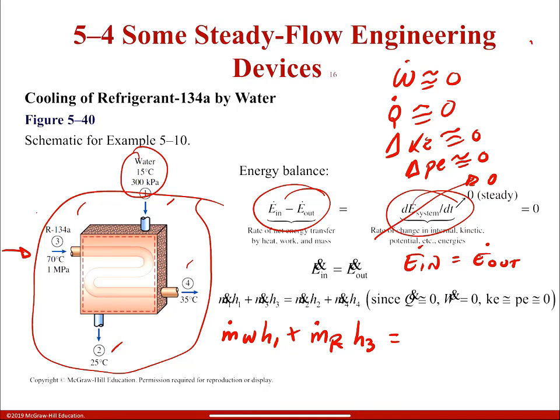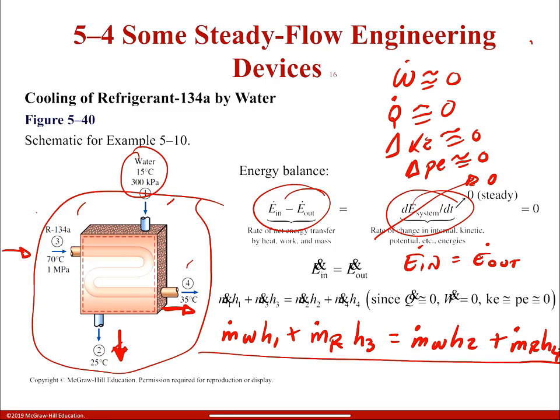So let's go with the water first. This one, number 2. So that will be mass flow rate of the water, enthalpy 2, plus what else is coming out? This one right here. So mass flow rate of the refrigerant, H4. And that's the equation.